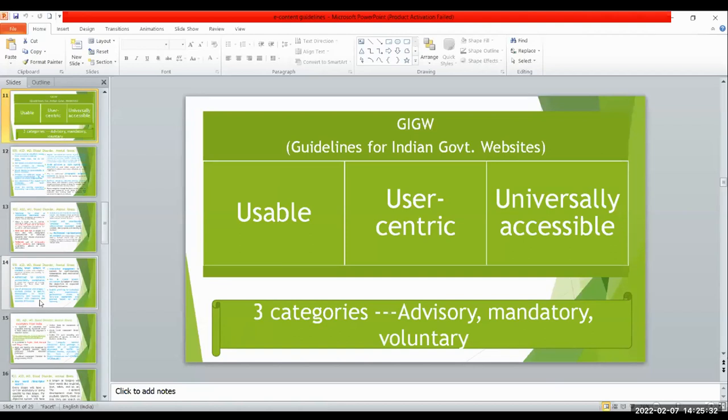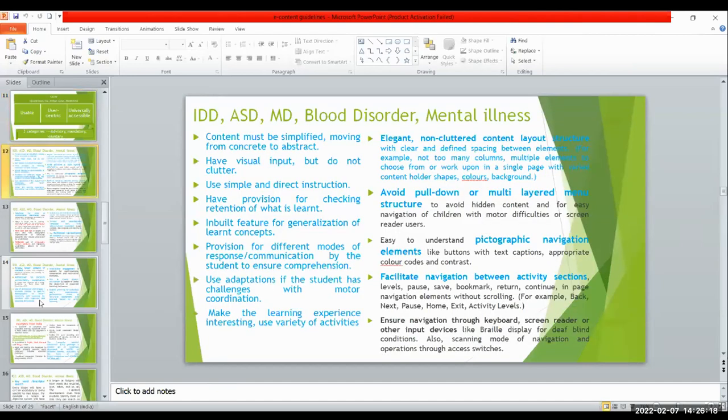So it talks about the GIGW guidelines for websites, talks about three levels, that the website's design should be usable, they should be user-centric, and they should be universally accessible. And the further extension of GIGW guidelines has three categories, which is advisory, mandatory, and voluntary. Say, for example, the guidelines advises some points to maintain usability of websites. Few things are mandatory and few things are voluntary. So three kinds of actions are prescribed under GIGW. You can find the detail about GIGW guidelines from Ministry website.